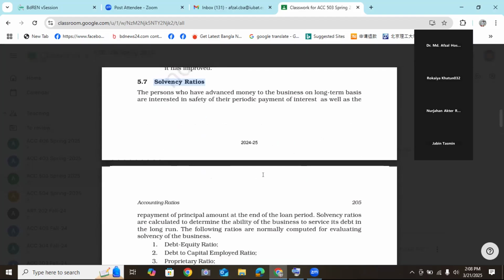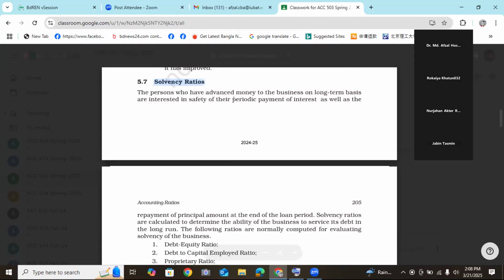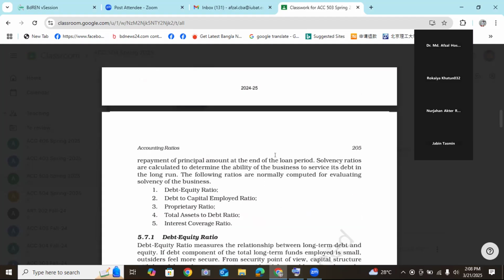So solvency ratio. What is solvency ratio? Rokeya Khatun: the ability to meet its long-term debt. Right. The ability to meet or repay its long-term debts or liabilities. Okay, obligations.